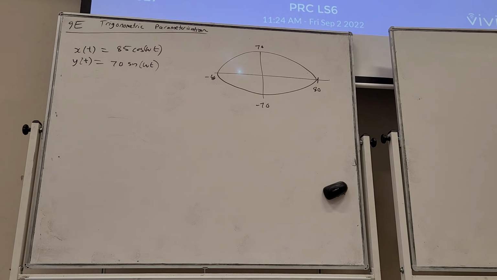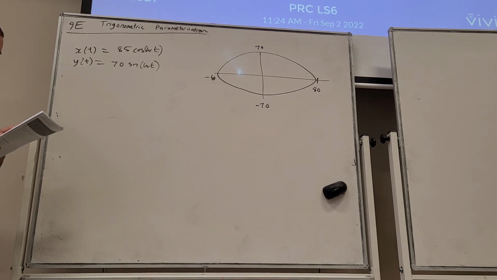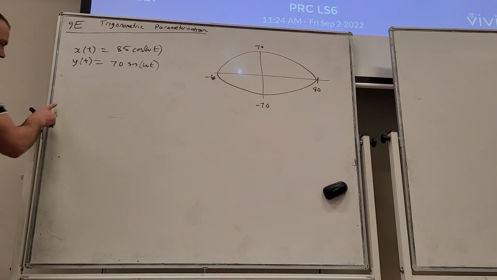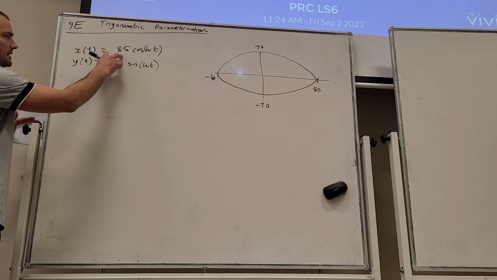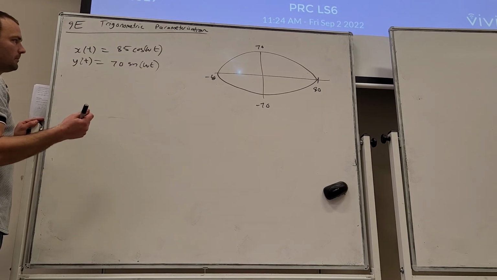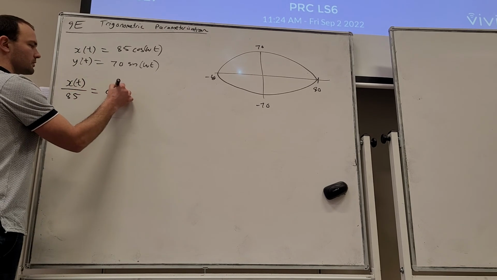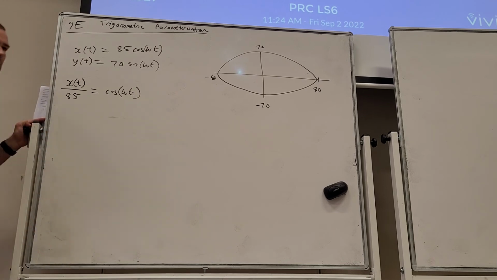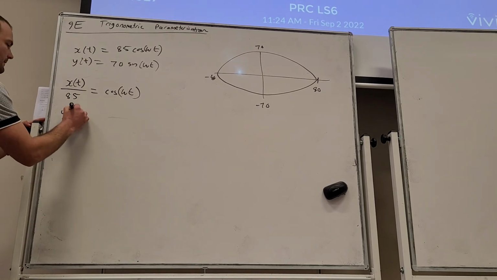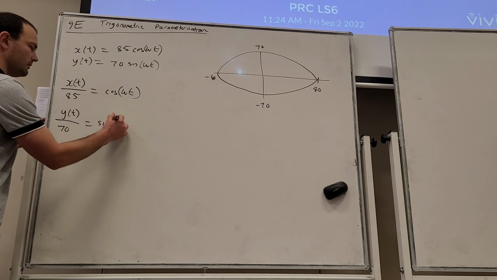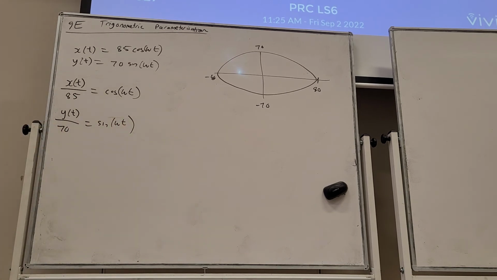Part A, show that the Cartesian equation of the footballer is this one: x squared on 85 squared plus y squared on 70 squared equals 1. Well, we'll start with these equations, and we can rearrange them such that we have x of t on 85 equals cos of wt. And we can do the same for sine: y of t on 70 is equal to sine of wt. Just dividing both sides by the coefficient out the front.